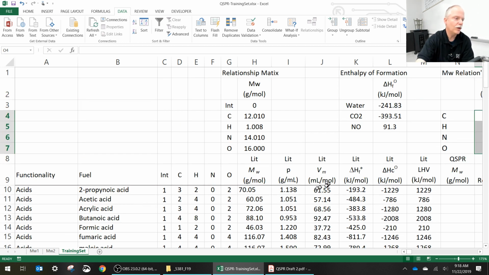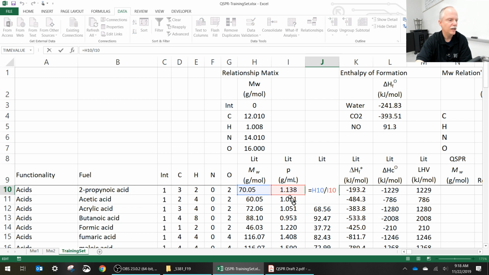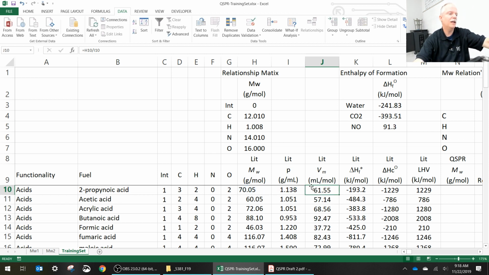Let's do the molar volume. So I also, from the literature, pulled out the densities of these substances and then computed the molar volume. And you can see it's just the molar mass divided by the density, and so the mils comes up on top. So we have mils per mole. Okay? And so the theory is that if you have a larger number of atoms, more carbon atoms, the molecule ought to be bigger. It ought to take up more space, so it'd have a larger molar volume.